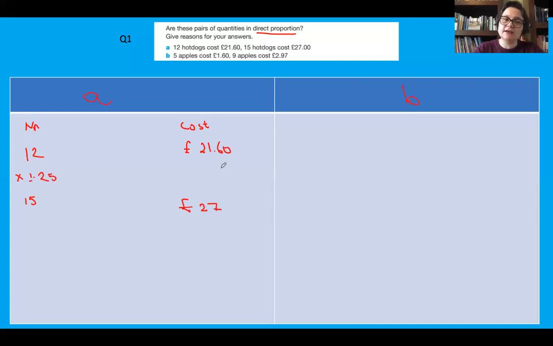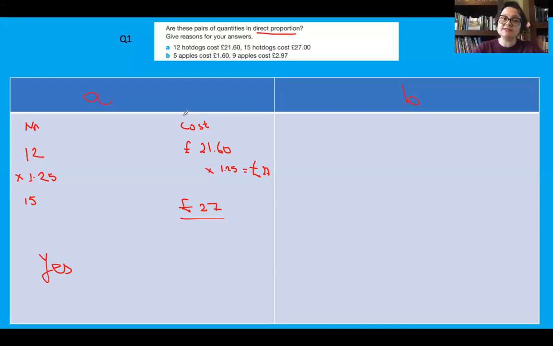Now let's try. What will happen if I multiply 21 pounds and 60 pence by 1.25? Will I be able to get to the same answer, 27? So let's give it a go. So 1.25 times 21 pounds and 60 pence, and the answer is going to be actually 27 pounds. This matches the quantity of the problem, and that means the answer is yes. So these two quantities are in direct proportion.